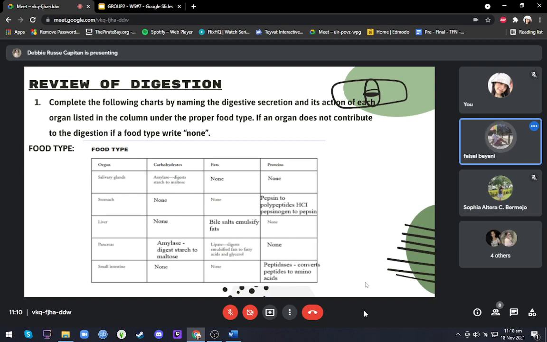Next, liver: carbohydrates, none; fats, bile salts emulsify fats; proteins, none. For pancreas: carbohydrates, amylase digests starch to maltose; fats, lipase digests emulsified fats to fatty acids and glycerol; proteins, none. For small intestine: carbohydrates, none; fats, none; and proteins, peptidase converts peptides to amino acids.